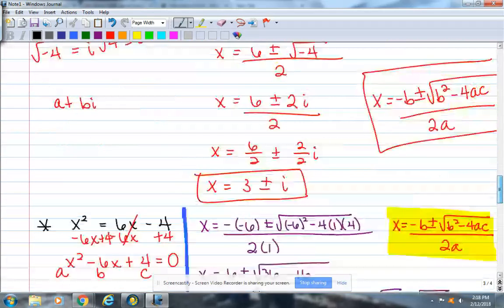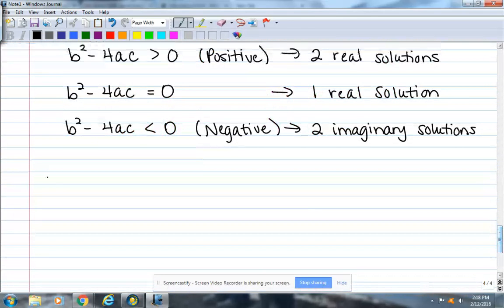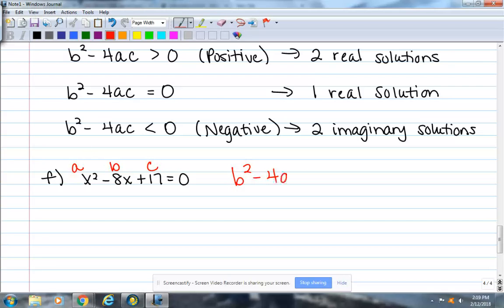What was my last example? E. Okay. So here's example F. All we're doing is finding the discriminant. X squared minus 8x plus 17 equals 0. Again, we need to be in standard form. And is this one in standard form? Yep. What's our A? 1. What's B? Negative 8. What's C? 17. So we're going to plug those into b squared minus 4ac.